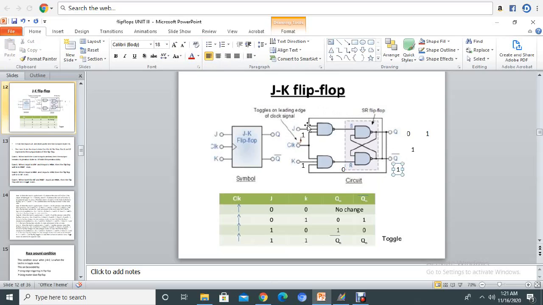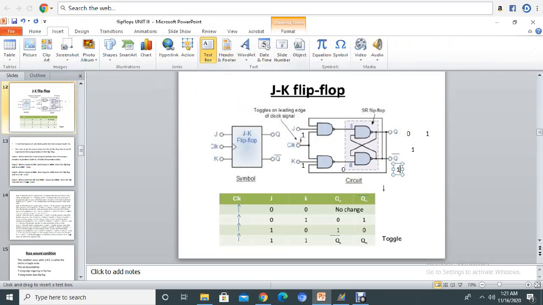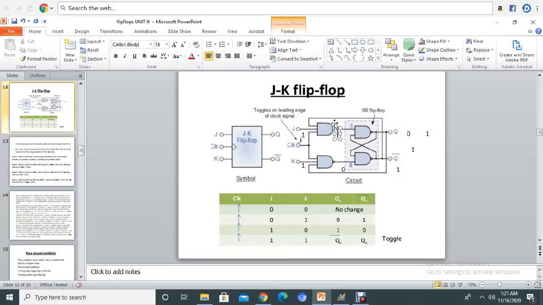Q bar is connected to here. Already J is equal to 1, clock is high, so all are 1. So the output of the first NAND gate is 0. Now one of the inputs is 0, so the output becomes 1.